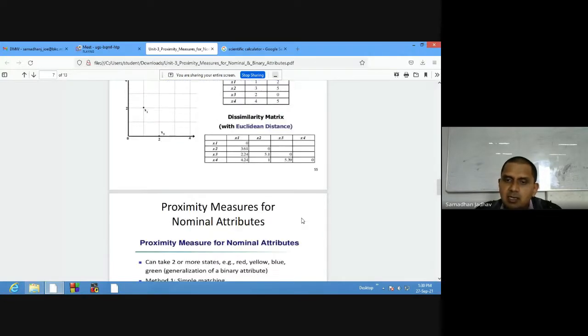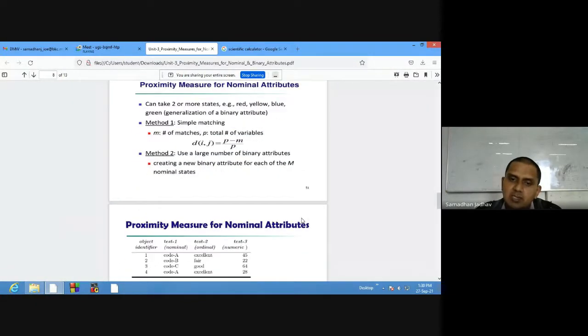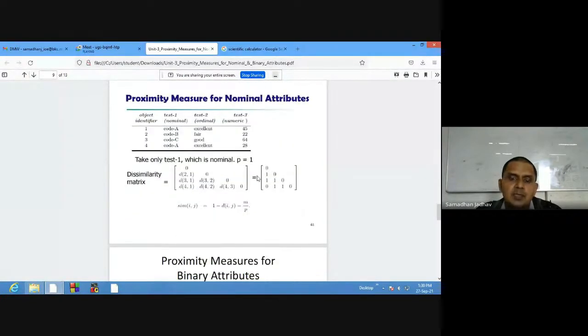Now let us see if the attributes are nominal. What do nominal attributes look like? Look here, you can see there are 3 attributes, test1, test2 and test3. Which of these is nominal? test1. Why? Because it indicates categories like code A, code B, code C, code A, right? So that is categories, so that is a nominal attribute. Now in test2, look at the values: excellent, fair, good, excellent. So this is an order, like good, fair, excellent, so it's an ordinal attribute. And the last one, test3, is a numeric attribute.